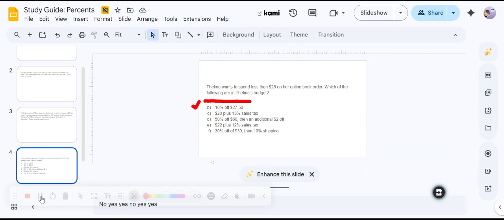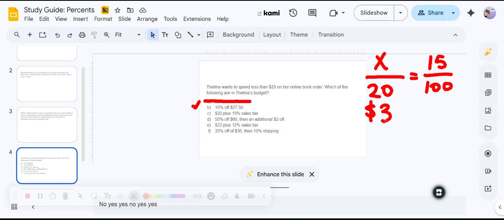Our next option says $20 plus a 15% sales tax. So 20 is our starting amount, and 15 is a percent, so it goes over 100. We can do our L method if we want, and that gets us $3. And remember, sales tax is going to add on to the cost. So is $20 plus $3 less than 25? Yes, C is good.